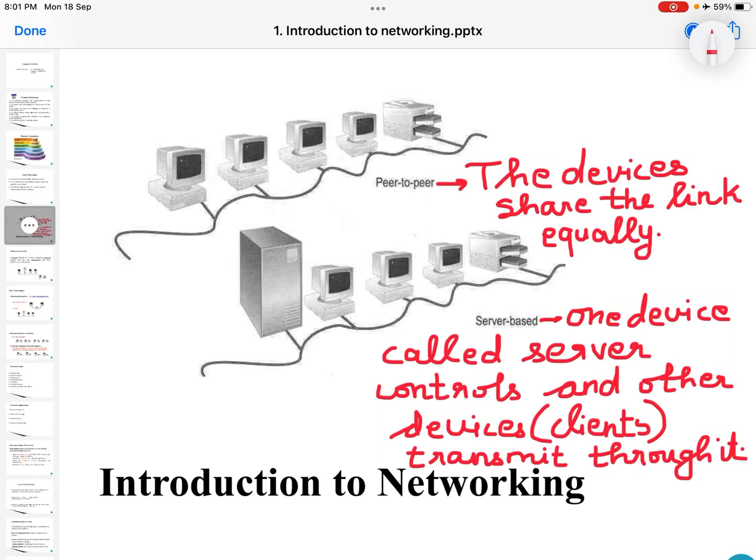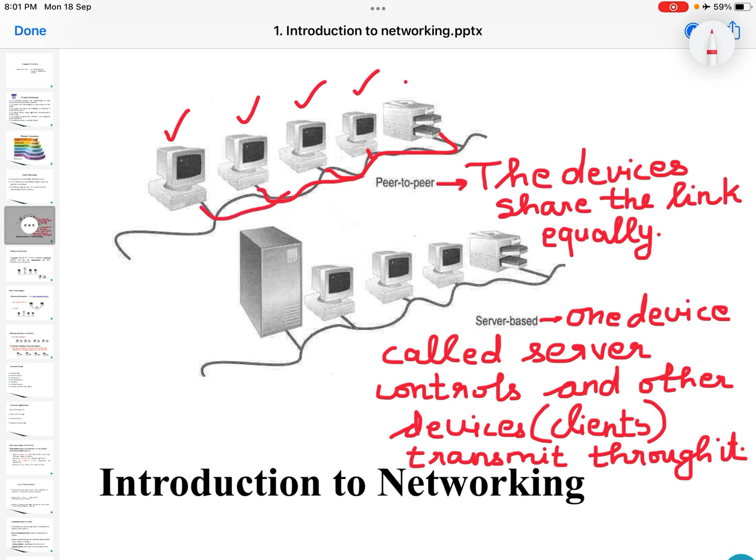So, introduction to networking. In networking, there are two types of networking: networks in which the computers are connected peer-to-peer, and server-based. So what is peer-to-peer? The devices share the link equally, meaning this device, this, and these are all connected equally. So they will be sharing the links equally.